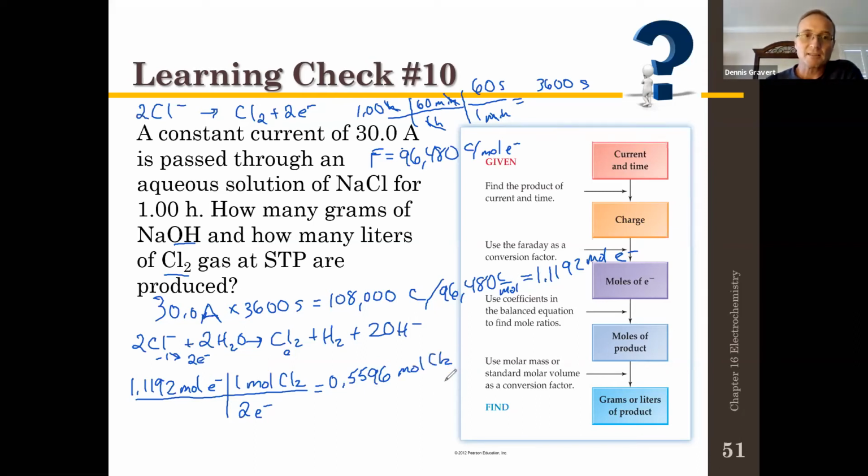Okay, and then the hydroxide, again, it's 1.1192 moles of electrons. And every time 2 electrons are released, I make 2 moles of hydroxide ion. 2 moles of hydroxide ion for every 2 electrons. Hey, that 2 divided by 2 is 1. So that's how many moles of hydroxide ion we make.